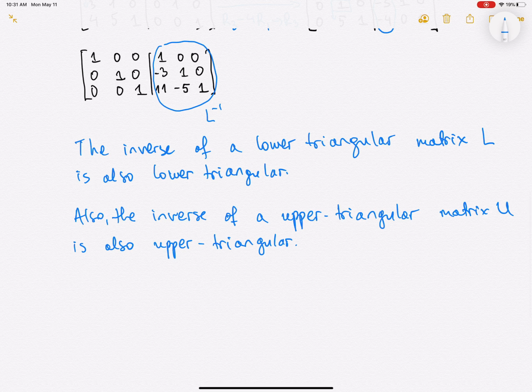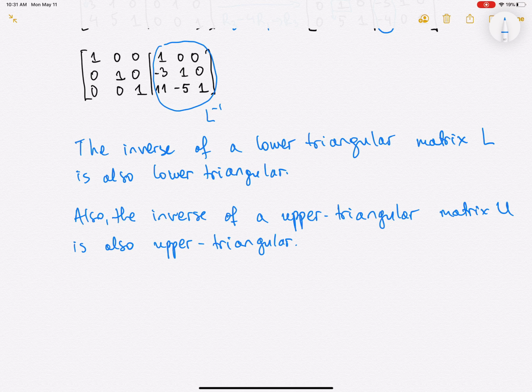Now note that not all diagonal matrices will be invertible. Not all triangular matrices will be invertible. The test is whether or not there are zeros along the diagonal. If there are zeros, then the matrix is definitely not invertible. All right, now the same goes for diagonal matrices because the diagonal matrix is both upper triangular and lower triangular. So the inverse of a diagonal matrix, which we've already discussed, is again a diagonal matrix.